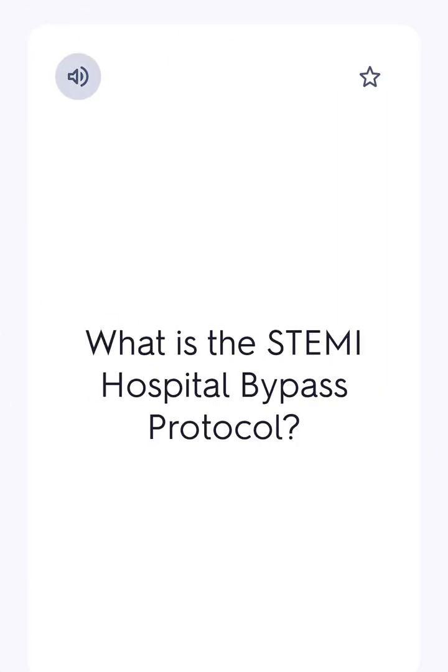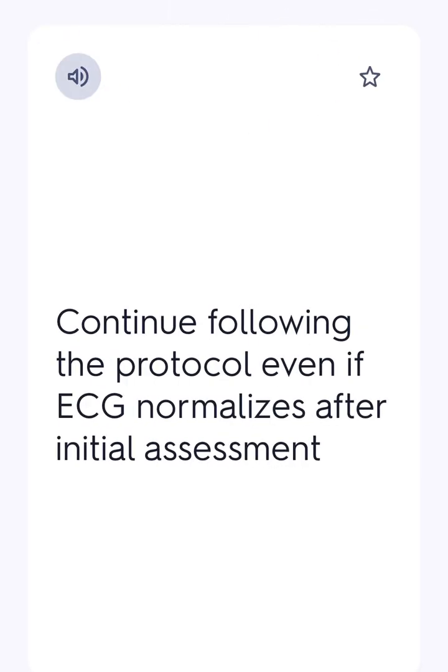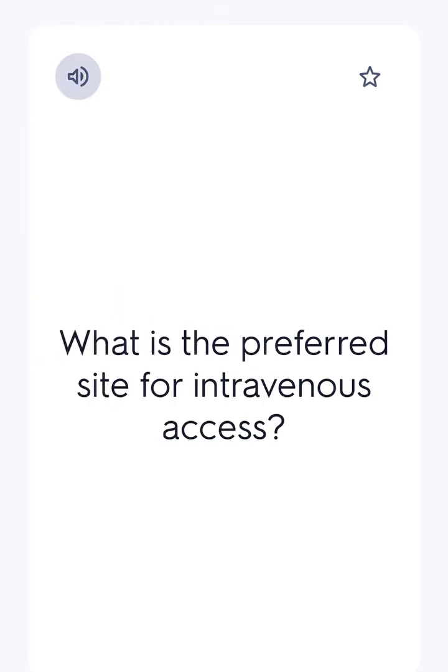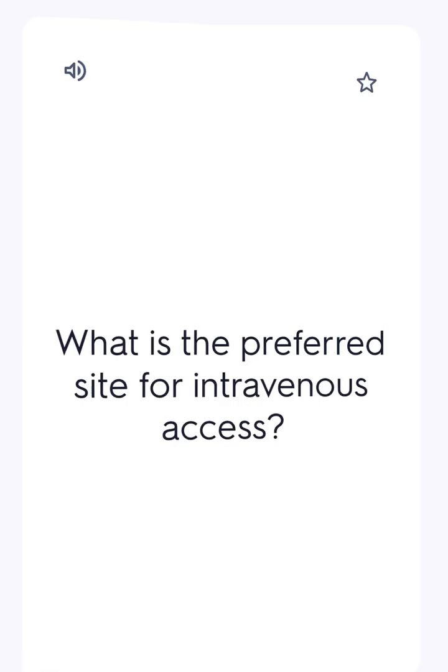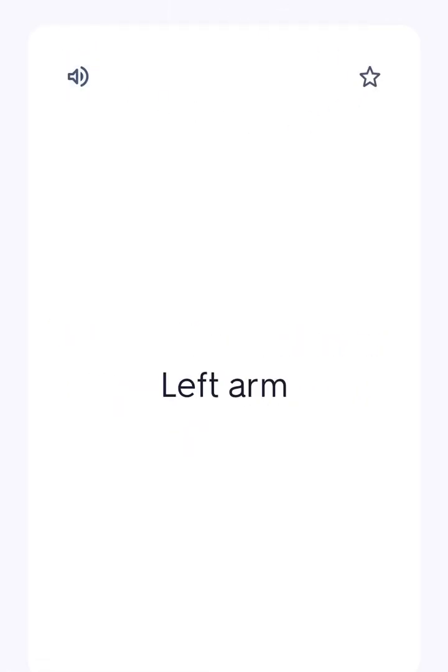What is the STEMI hospital bypass protocol? Continue following the protocol even if ECG normalizes after initial assessment. What is the preferred site for intravenous access? Left arm.